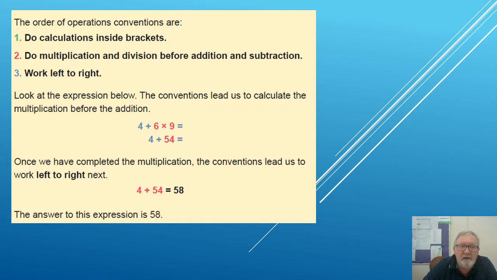It would be a totally different answer if I did the addition first. 4 and 6 is 10, times 9 is 90. 90 is nowhere near 58. It must be done first. The correct answer is 58, not 90.